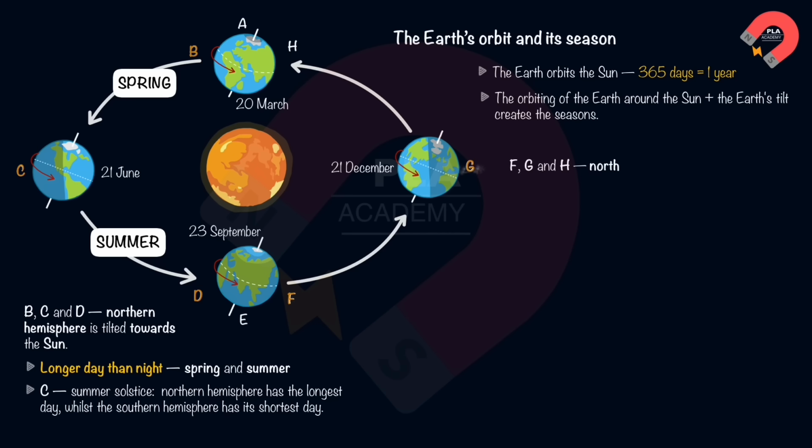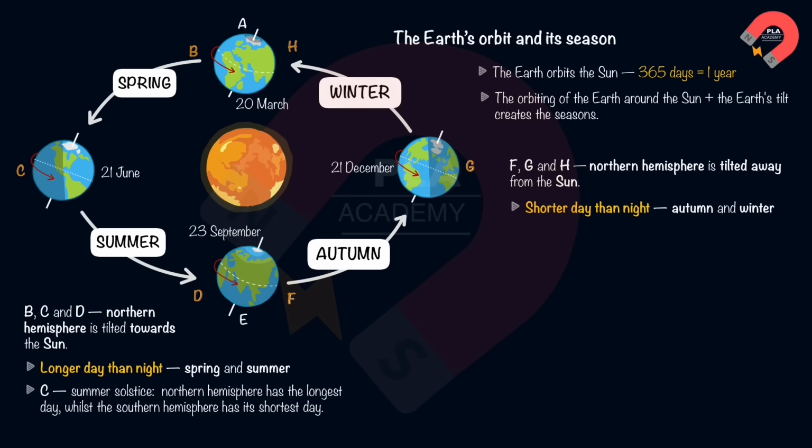Over parts F, G and H of the orbit, the northern hemisphere is tilted away from the Sun. This means there are shorter days than nights. This is autumn and winter. At G, this is the winter solstice. The northern hemisphere has its shortest day, whilst the southern hemisphere has its longest day.